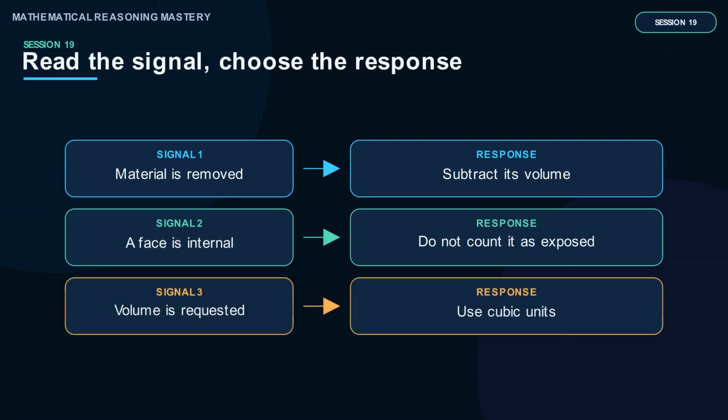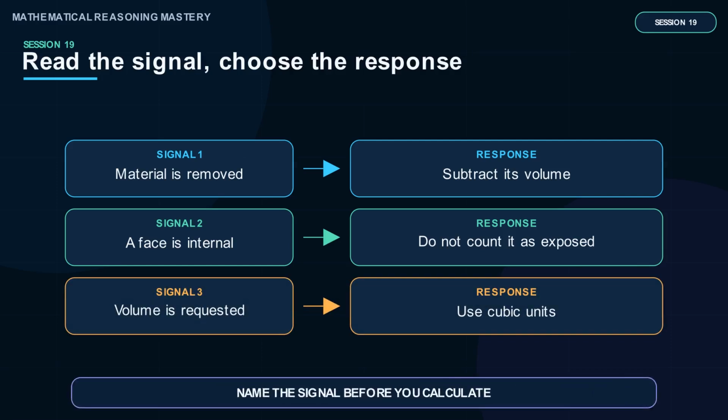Signal 3 is volume is requested. Remember, use cubic units. This separates plausible work from valid reasoning. If you cannot name the signal, pause and classify. A deliberate choice of method is usually faster than repairing a rushed setup.